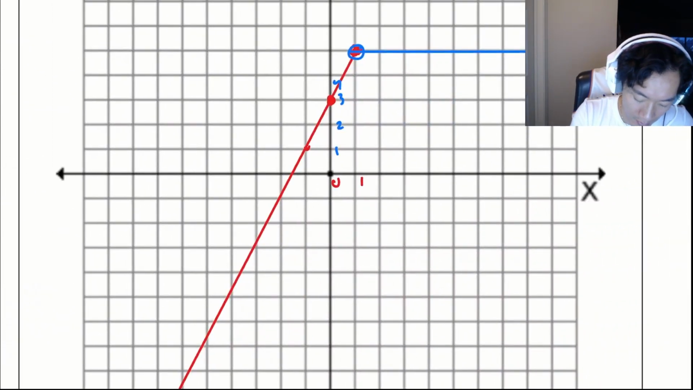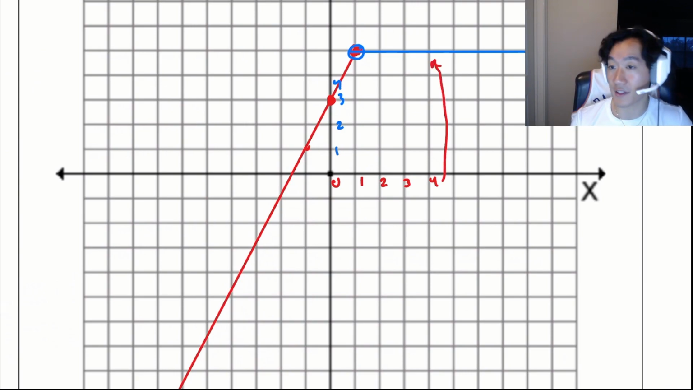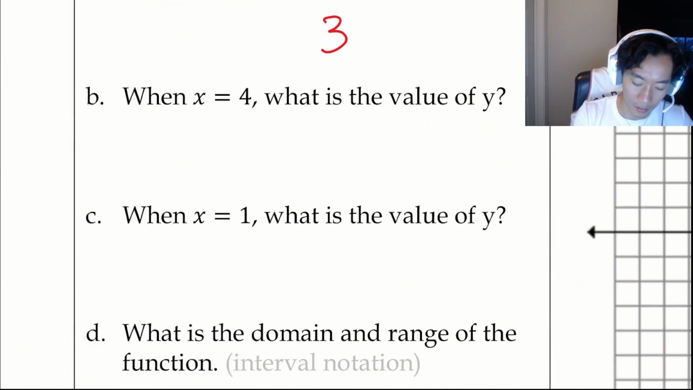So I'll go to where 4 is, 0, 1, 2, 3, 4. Then go up and find where my graph is, and it seems like, well, it's hitting my blue line, which is a constant value of 5 for the y values. So when x is equal to 4, I get 5 in return.